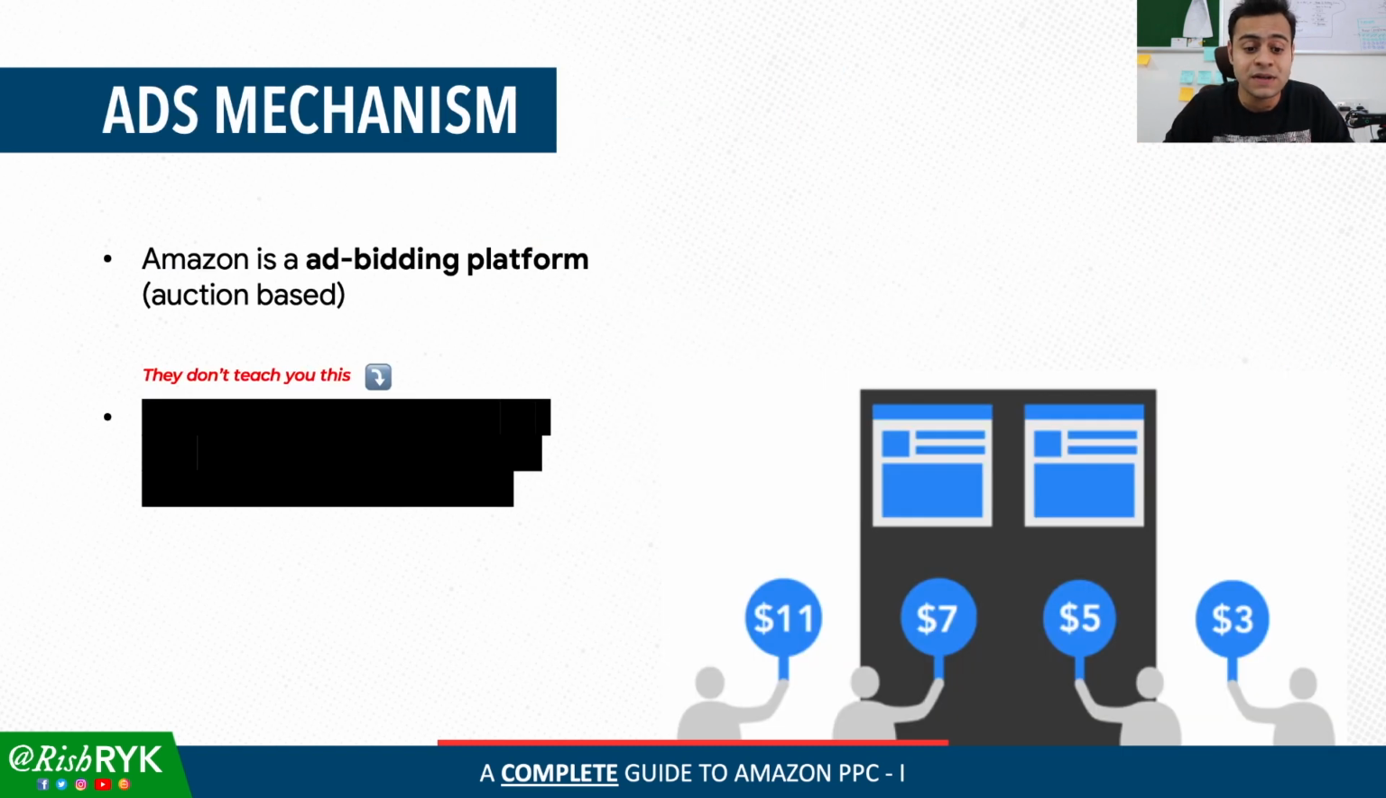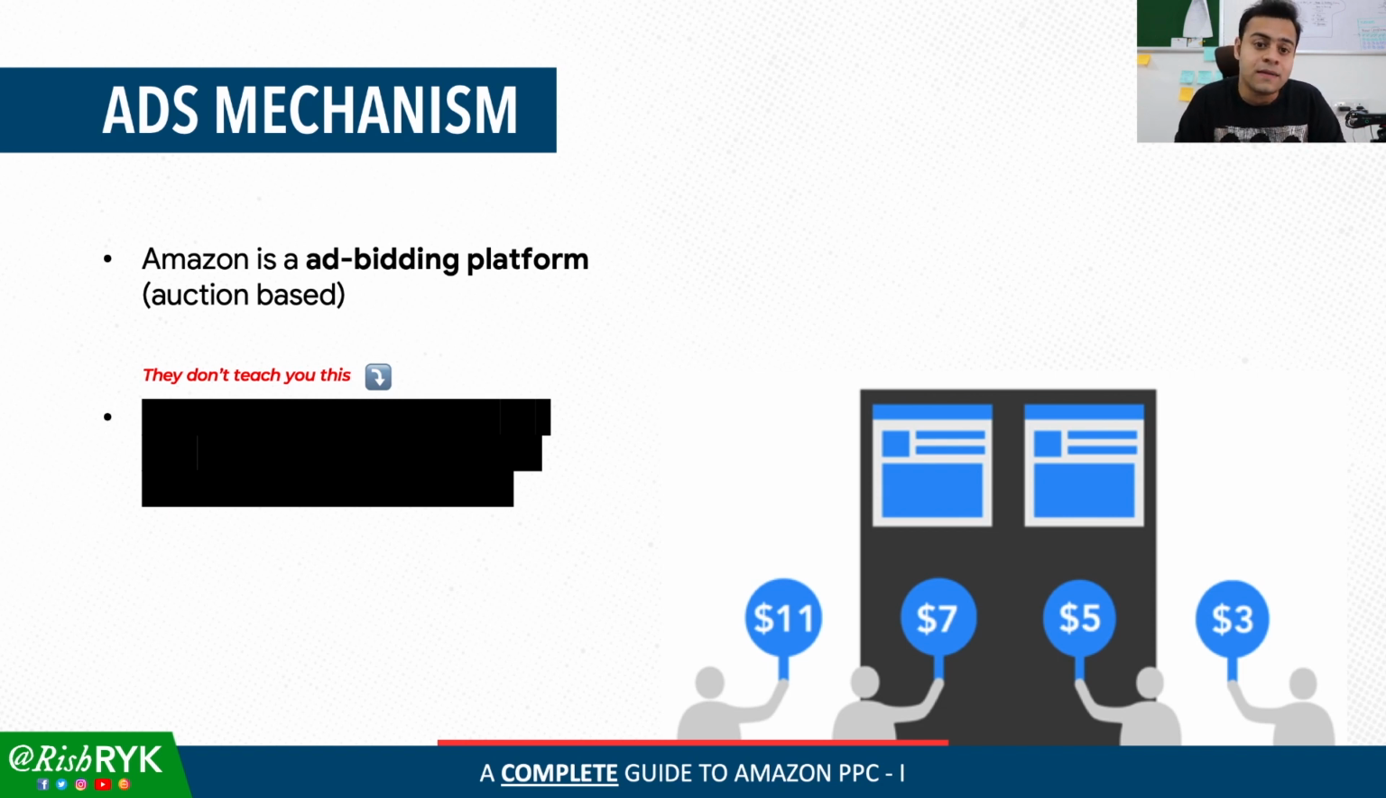Now let's look at how the Amazon platform works. Amazon is an ad bidding platform. I don't know if any of you has ever been to an auction before, but what happens in an auction? There's an item which people bid for, and whoever bids the highest gets that item. It is the same with Amazon.